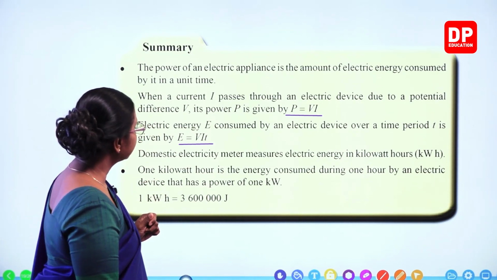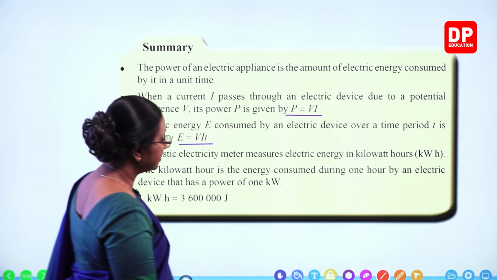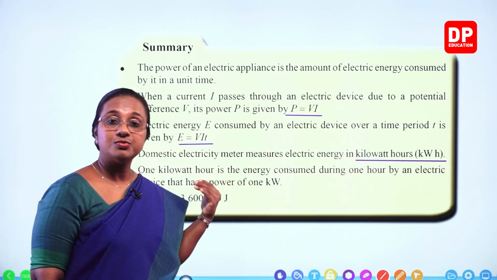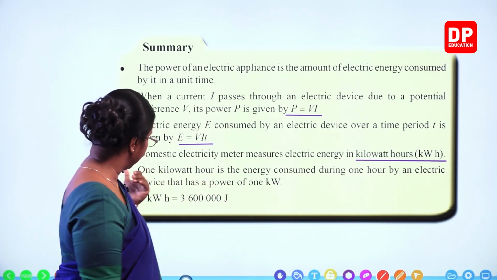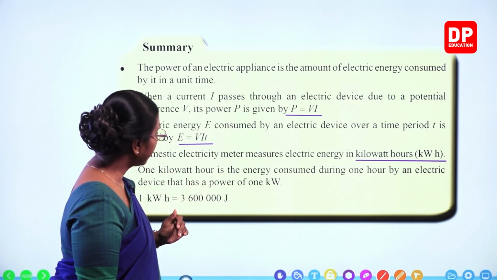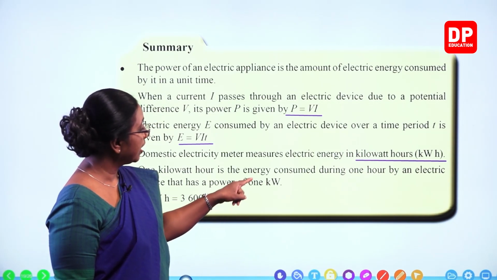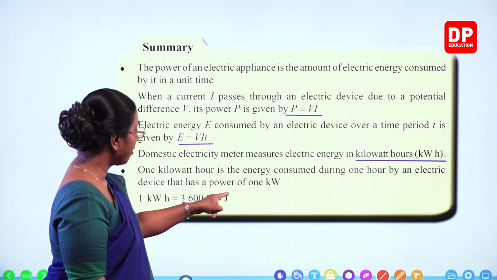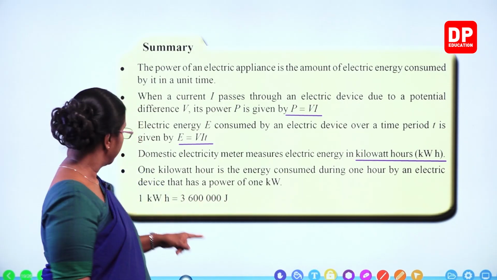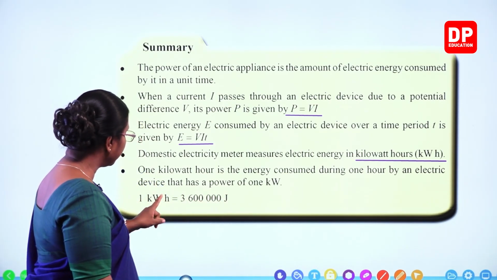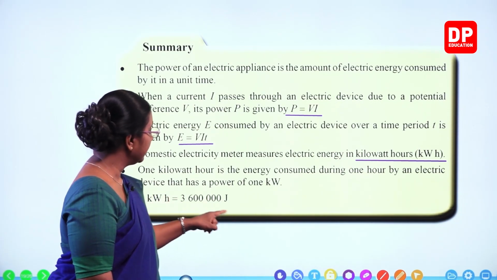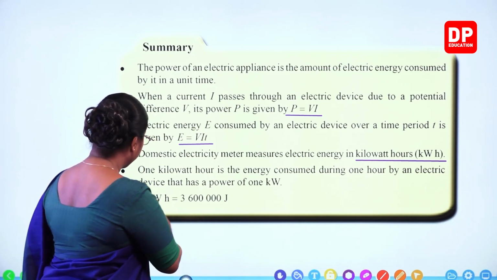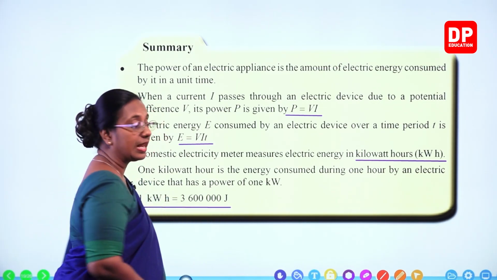And domestic electricity meter measures electric energy in kilowatt hours. That is what we calculated in the previous example. 1 kilowatt hour is the energy consumed during 1 hour by an electric device that has a power of 1 kilowatt. So here 1 kilowatt hour is equal to 3,600,000 joules. That is also something that we already calculated.